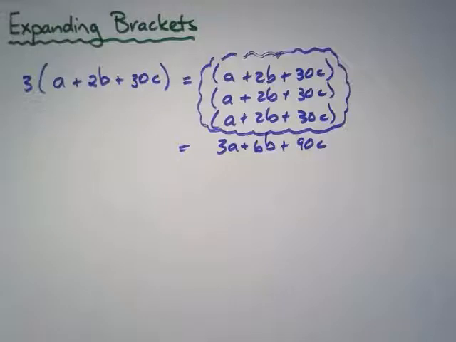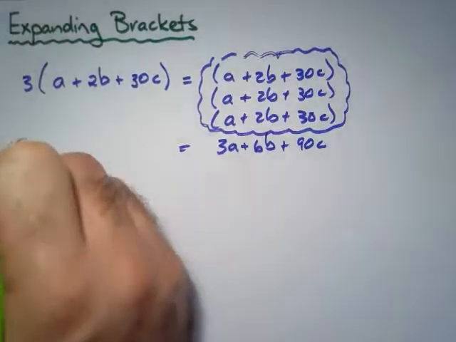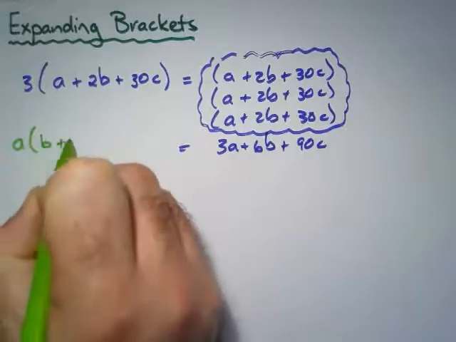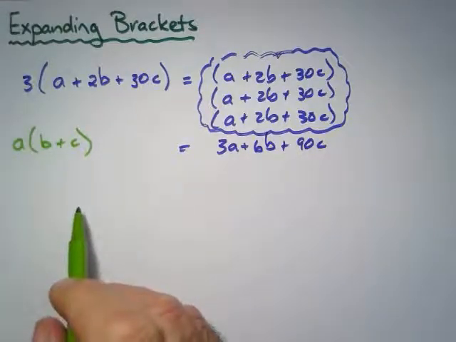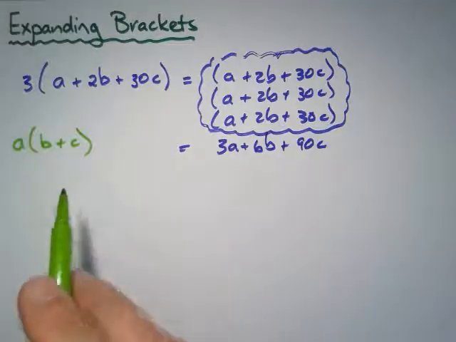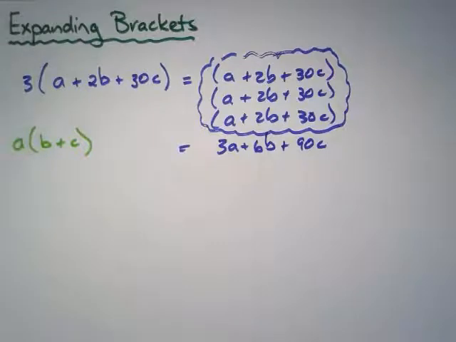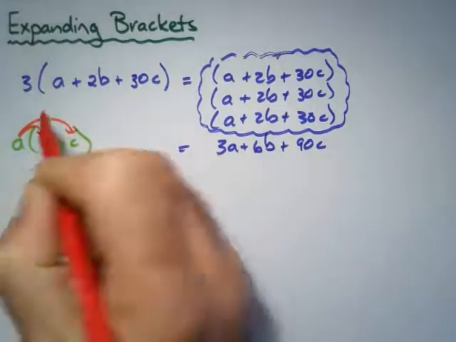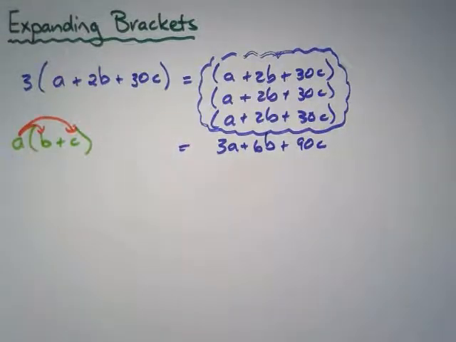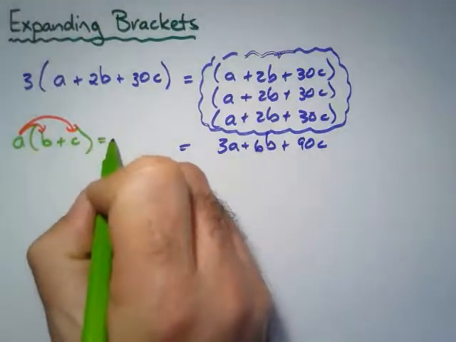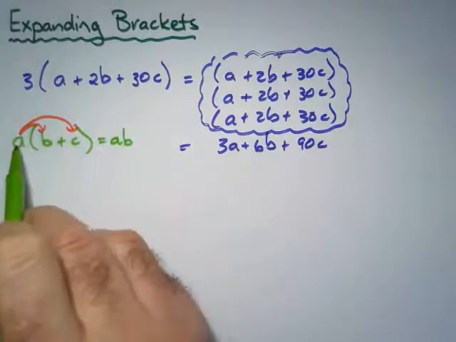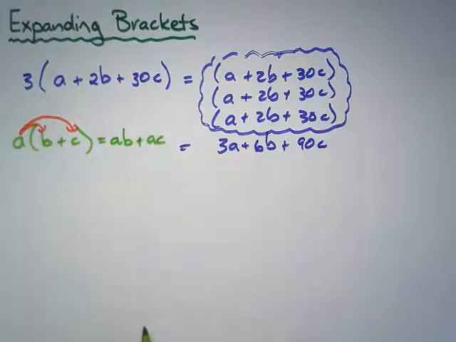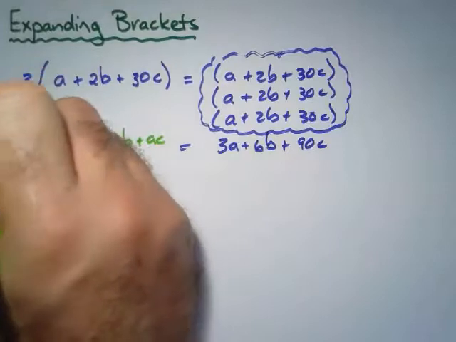So what we have is the distributive law. The distributive law says this. It looks like this. It says that if I have any value in front of a bracket with however many terms inside, if I expand the bracket, this A needs to be distributed to each one of the terms on the inside, which means that there's going to be A times B is AB, and A times C is plus AC. This is called the distributive law.